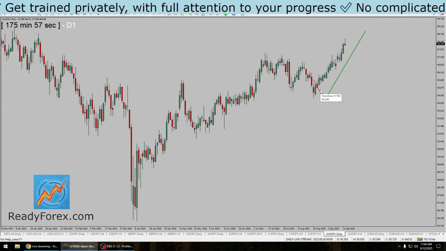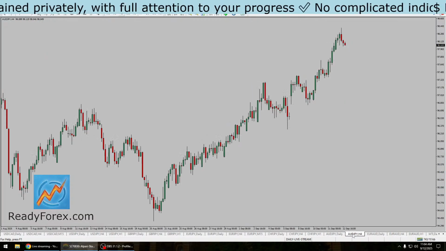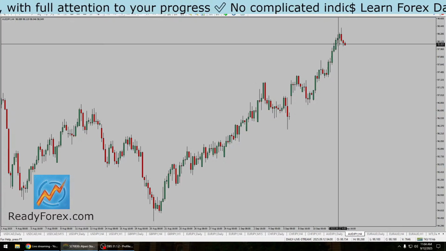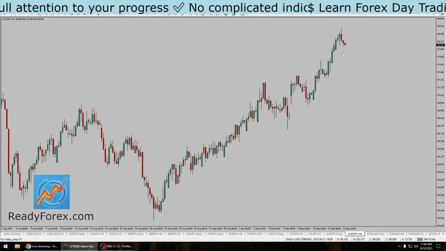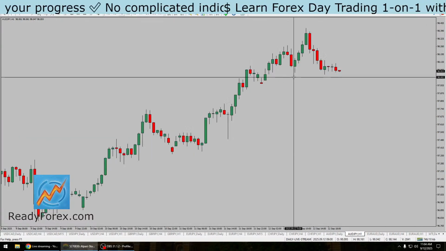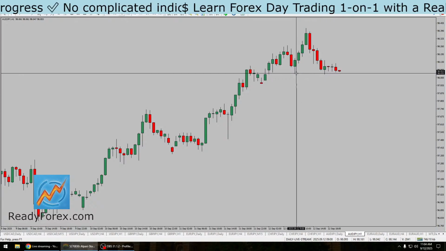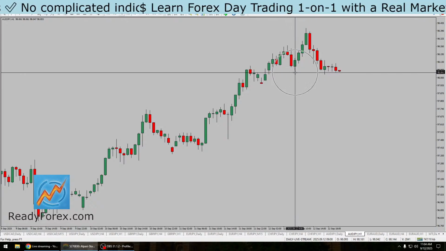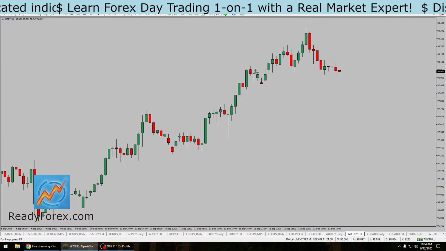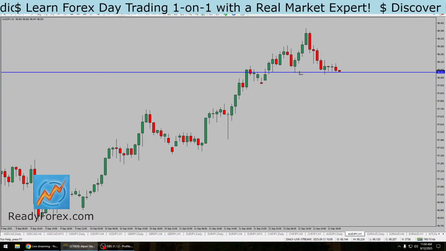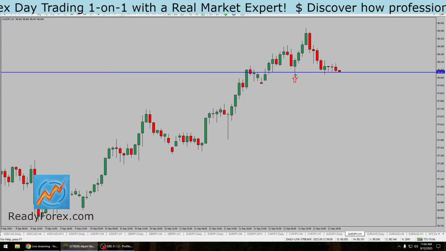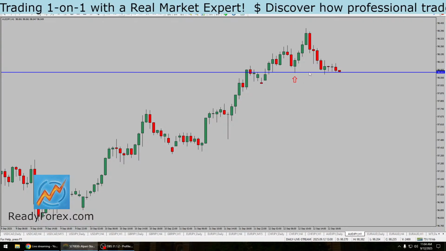AUDJPY is rising up as expected, looks bullish, and maybe on a short-term basis we're going to get a top in AUD yen currency pair. Let's take a look at 1 hour. Well, still it's an uptrend. Price action is above this old swing high. It is finding support over here, so we can draw a support level right over here. This is the support area inside AUD versus Japanese yen currency pair.